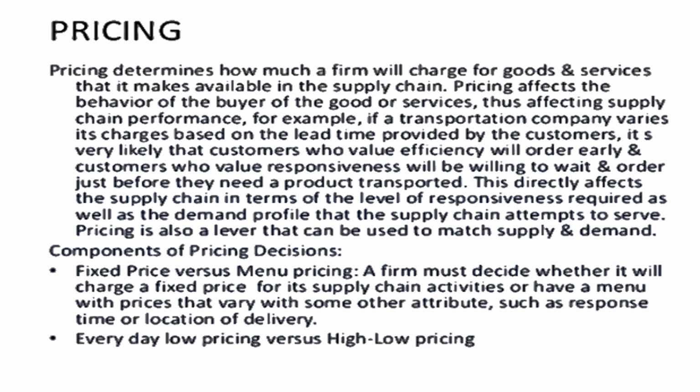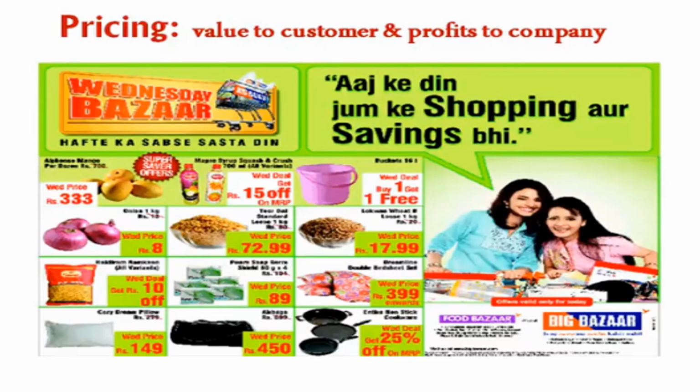So there are various components of pricing decisions. The pricing decision may vary based upon the demand of the customer, for example fixed price or menu pricing, or a lower price on weekdays and a higher price on weekends. Likewise, the organization can fix pricing in order to achieve efficiency and responsiveness of the supply chain. This is an example of pricing where Big Bazaar maintains very good value for the customer and also earns profits for the company.